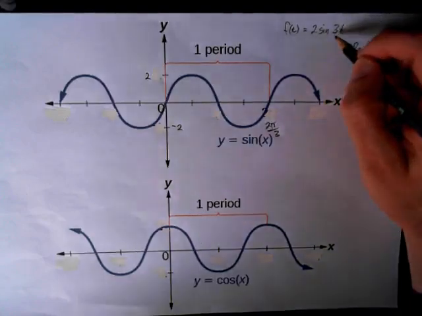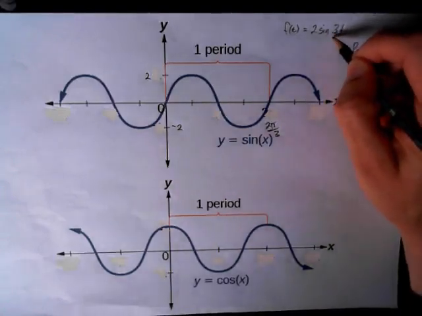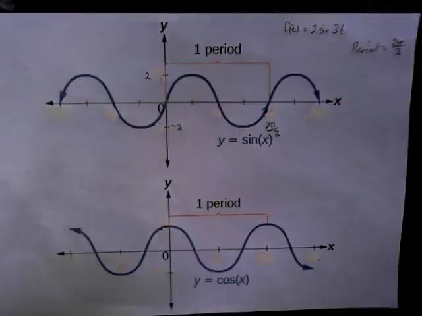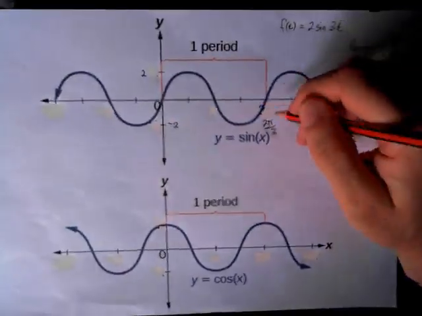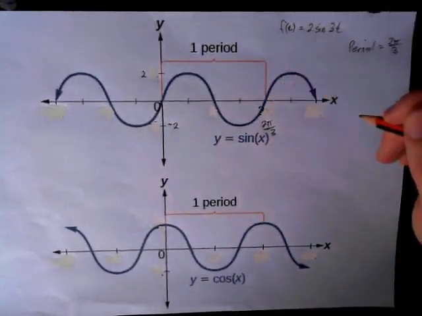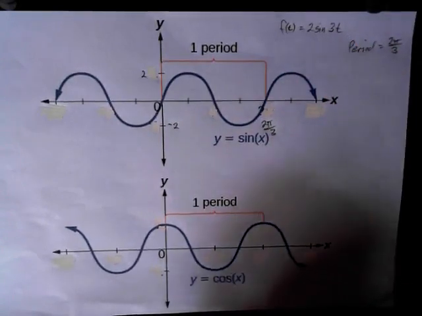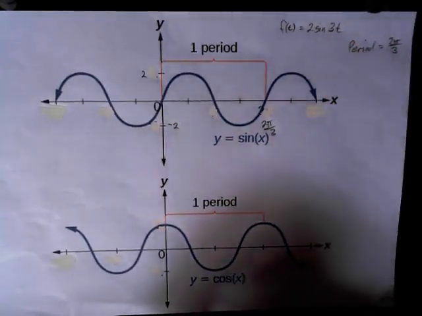Having a coefficient, a whole number here, or an integer there, or a value greater than 1, has the effect of compressing the graph, of shortening the wavelength. If you have a fraction in here, it has the effect of lengthening the wavelength.